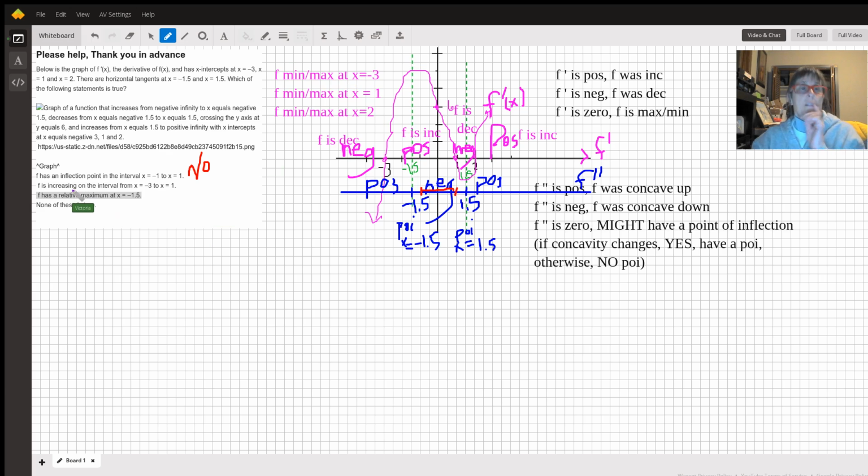Then, the original function f is increasing from negative 3 to 1. Didn't we just say that? Because the derivative is positive. Right here, the derivative stays positive from negative 3 to x equals 1. That means that the original function is increasing. This is a correct answer. Let's check the others, though.